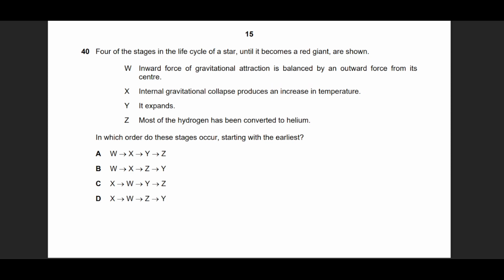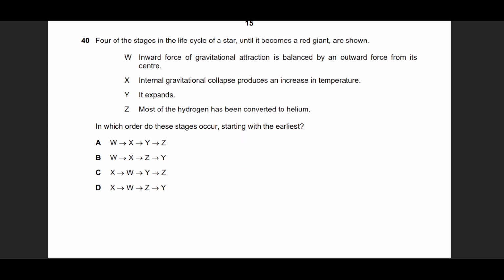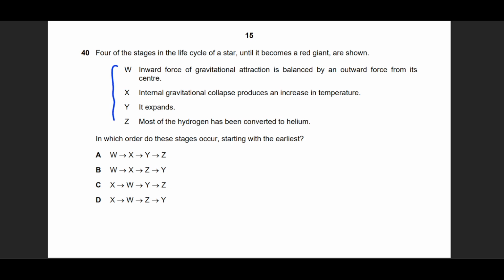40 again is a matter of memory. You can pause the video, read this sequence of events, and just memorize them as it is. This is the birth of a star, and eventually it becomes a star, right? So it says until it becomes a red giant. So first we start with X. Yes, gravity causes the gas to implode. It implodes onto itself. Then expansion does not happen. Inward forces of gravity are balanced by the outward forces. Yes. So first it should be X. Second should be W. Then what happens after that?